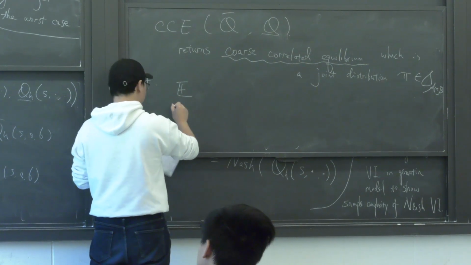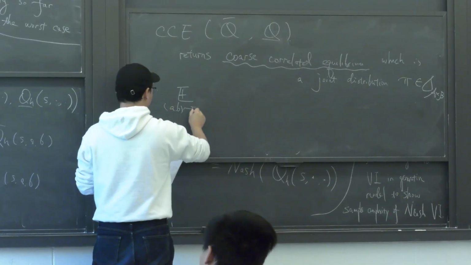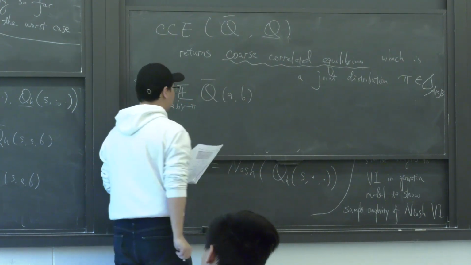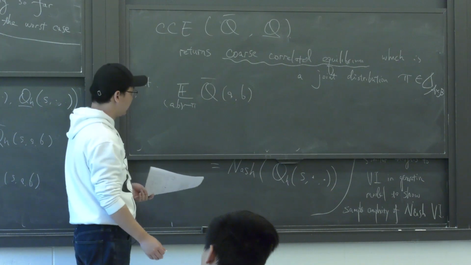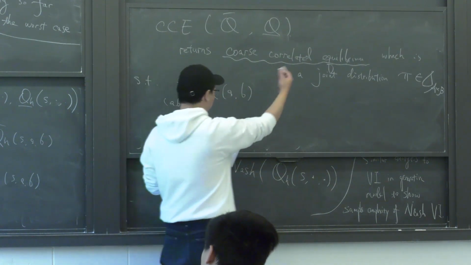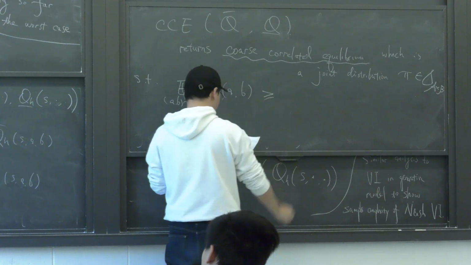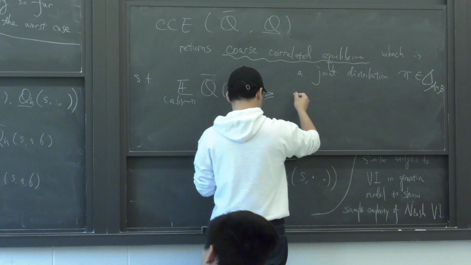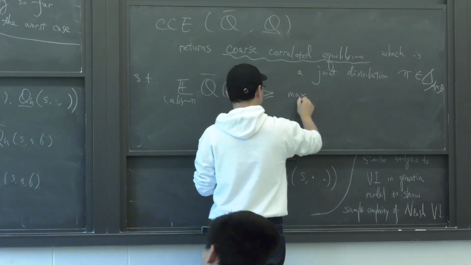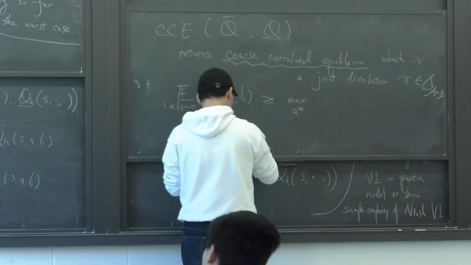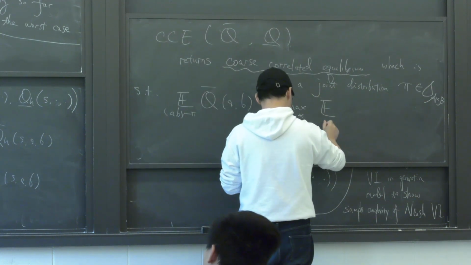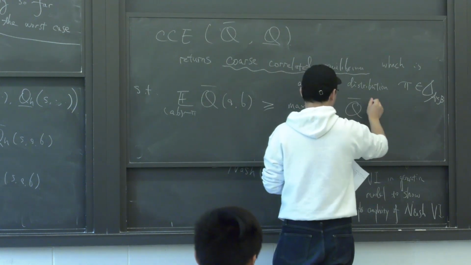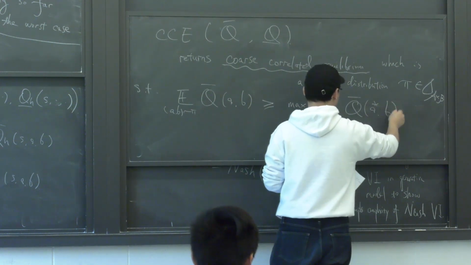And its expectation, if A, B both sample from pi, Q upper bar, A, B, that is, if both players act according to the policy pi, acting according to equilibrium, this will be greater or equal to max over A star of the expectation of A, B sampled from pi, Q upper bar, A star, B.